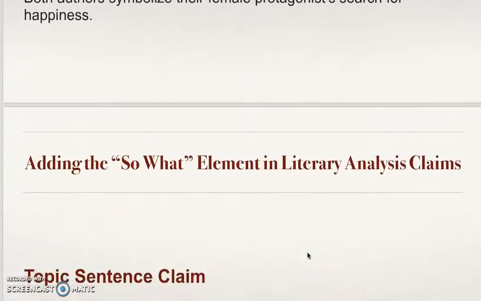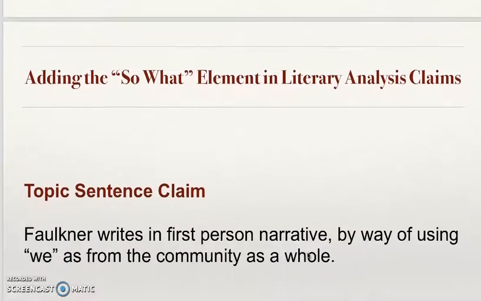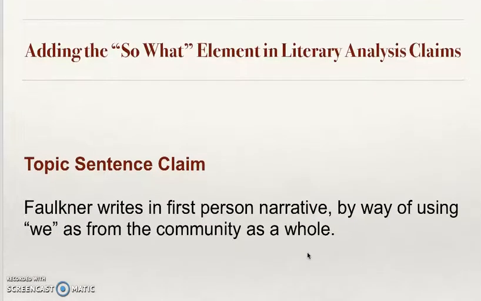We can also have problems with the claims made in our topic sentences. So I have an example here. "Faulkner writes in first-person narrative by way of using we as from the community as a whole." This topic sentence is not even making a claim. It's actually just stating a fact. This is factual data from the story, that he uses the first person plural voice. So there's no argument here in that topic sentence. So it really needs a lot of revision.